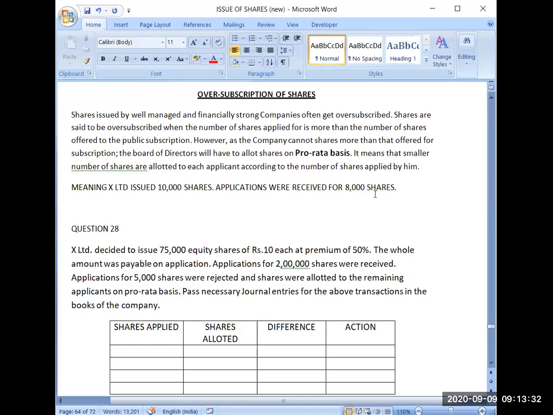So now in case of oversubscription, possibly you are receiving, suppose, applications for 11,000 shares. Then it will be called oversubscription. When you are receiving applications for more than the shares you are issuing, then it is called oversubscription. So if you are issuing 10,000 shares and you are receiving applications for more than 10,000 shares, it will be called oversubscription. Now, is the meaning of oversubscription clear?